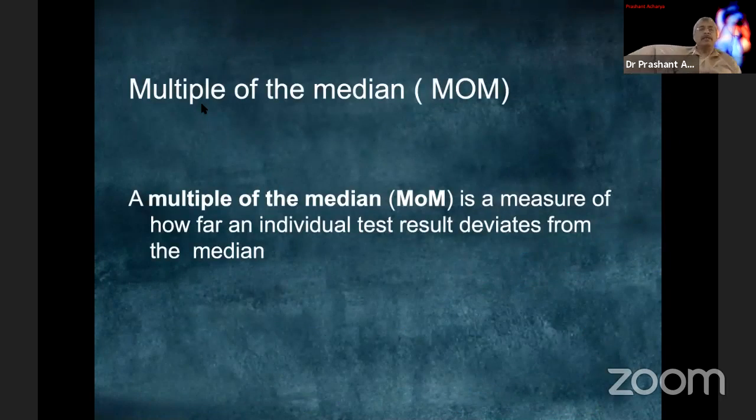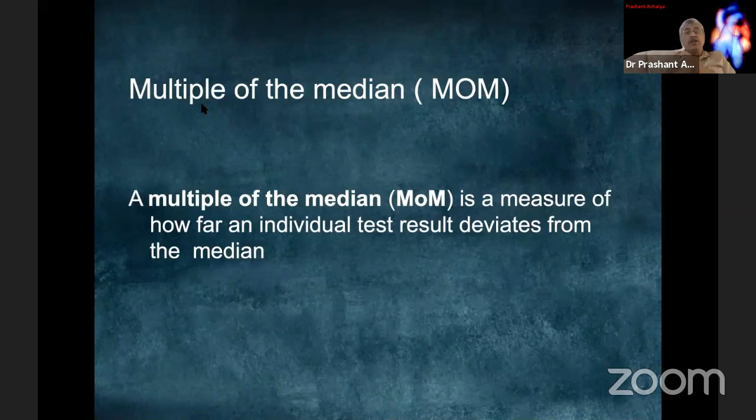Now multiple of median, it's simple English. Multiple of median. Median means the 50th centile. Any value which deviates from the median, that multiple is the multiple of median. For example, in Down syndrome, beta HCG is going to rise to 2 MoM. That means the value has to be double the median value. If the value is double the median, that is 2 MoM.